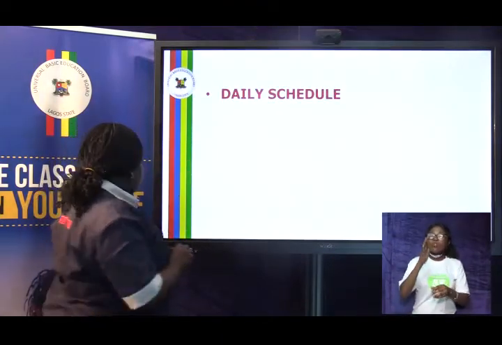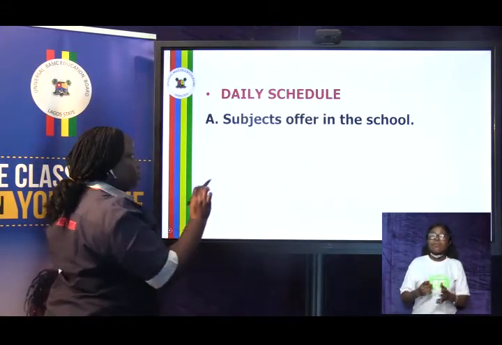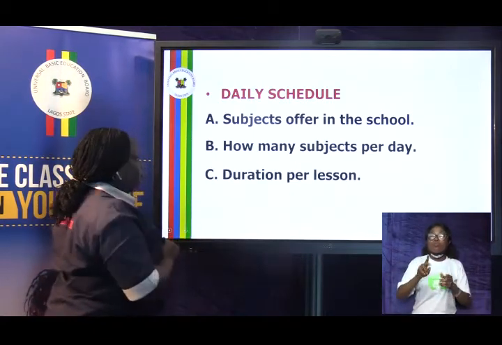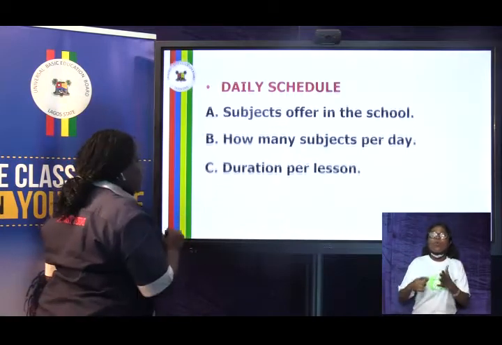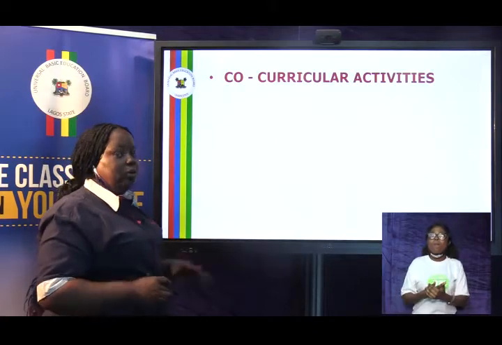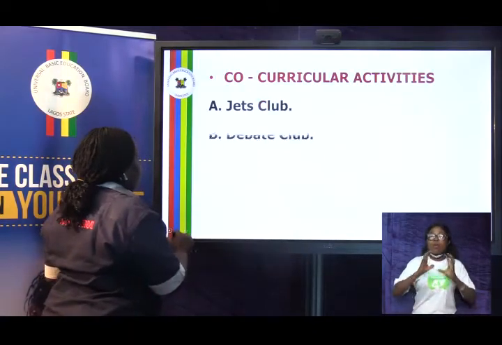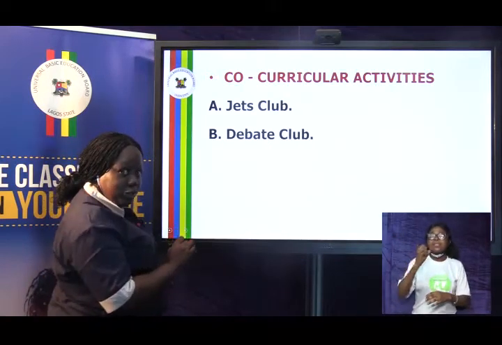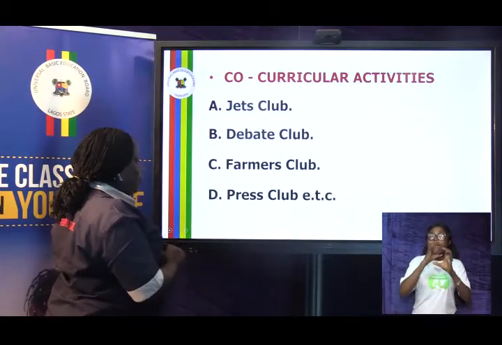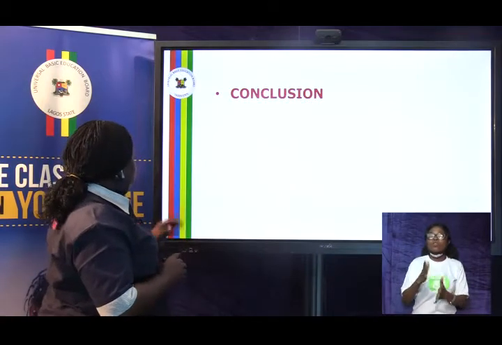Then the daily schedule in your school. What you do regularly in your school. That is talking about the subjects offered in the school. How many subjects do you take per day? And what is the duration per lesson? How many minutes do you spend on each lesson? Then we're talking about co-curricular activities. We have Jet Club, Debate Club. Do you have all those in your school as well? Good. Farmers Club, Press Club, and so on. All those co-curricular clubs in your school.